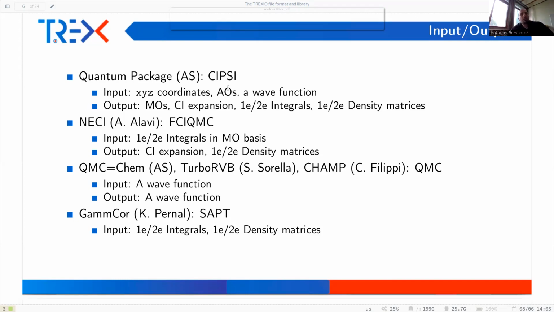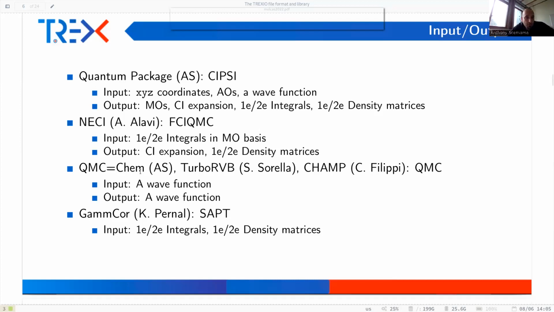And in output, you can get MOs, CI expansion, integrals, density matrices, standard quantum chemistry stuff. Then the code of Ali Alavi and Nisi. So this one takes 1 and 2 electron integrals in the MO basis set. And in output, you have a CI expansion or density matrices. And so you see that this code doesn't know anything about the geometry or the basis set, because you re-enter at the moment where you have the integrals in the MO basis.